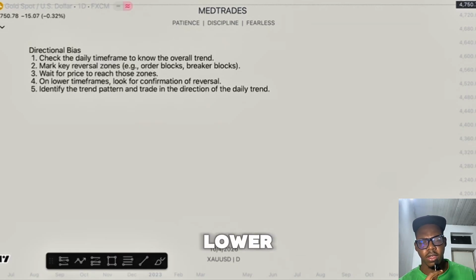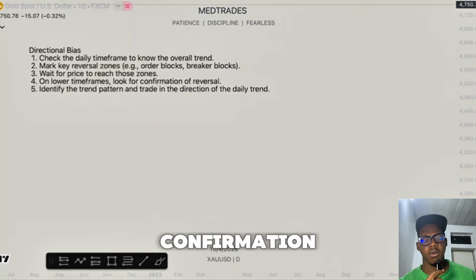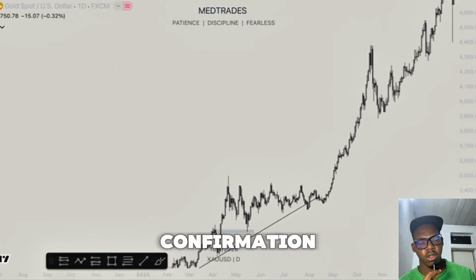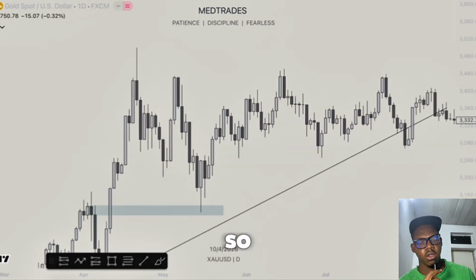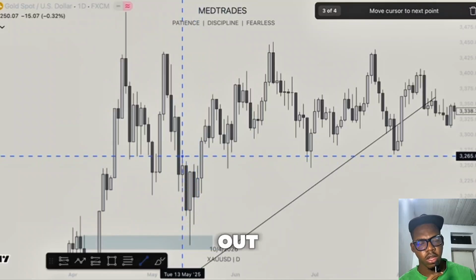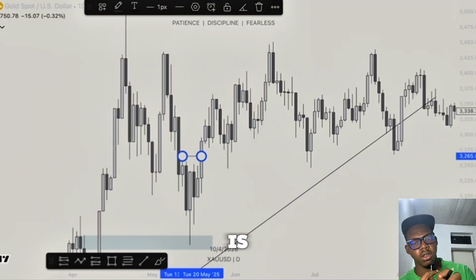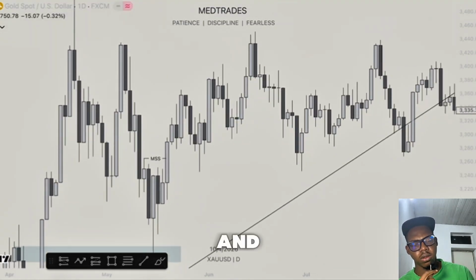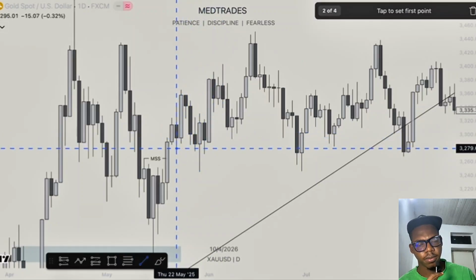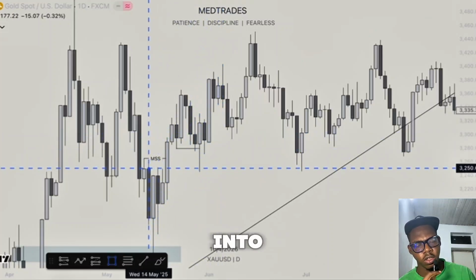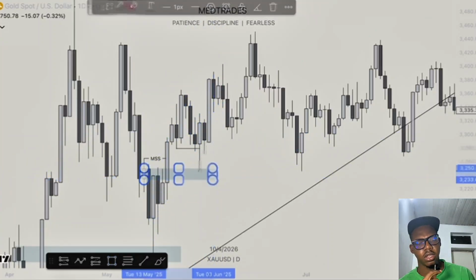Then the fourth one is on the lower time frame, look for confirmation of reversal. So let's look for confirmation to push up. You can see right here, price came into this level to take out this low here, which is the MSS, which is the reversal. So you can spot this MSS right here, and we saw this inducement. See that? And now we're expecting the price to pull into this breaker, and it bought. Can you see that?